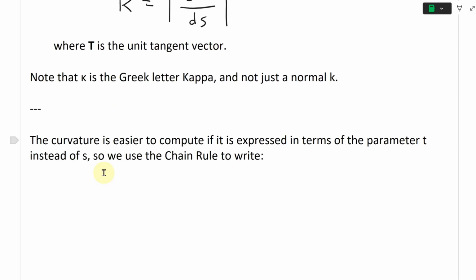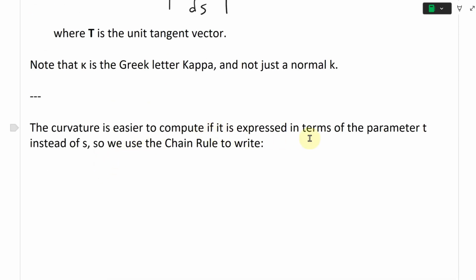So again, going further, the curvature is easier to compute if it is expressed in terms of the parameter t instead of s. So we use the chain rule, the chain rule for vector functions, to write it.